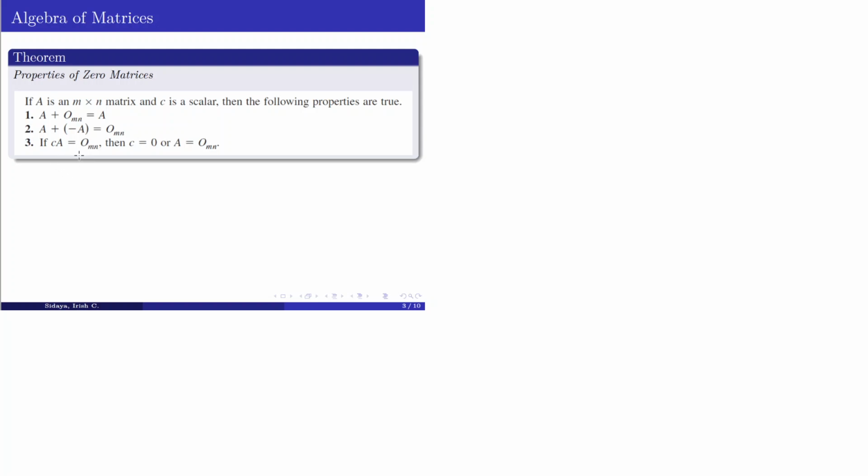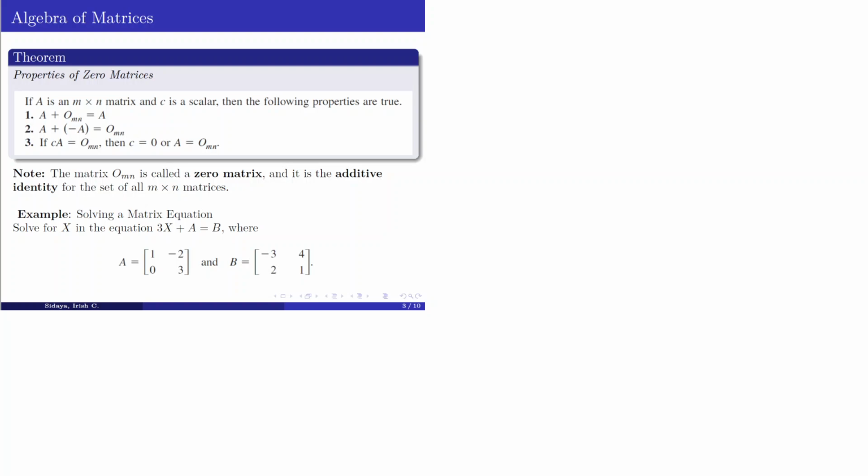And then the third one, if the scalar multiple of A by C is equal to a zero matrix, then either C is 0 or the matrix A is a zero matrix. Note that the zero matrix O sub m by n is the additive identity for the set of all m by n matrices. Now, let us solve for the matrix X given the equation 3X plus A equals B, where A and B are these matrices.